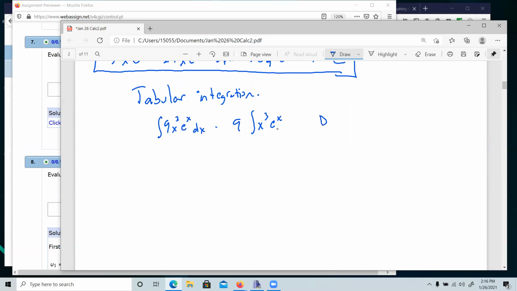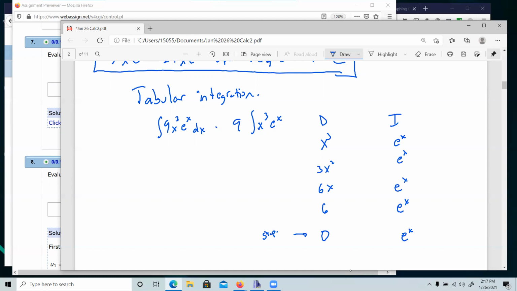So we set up the derivatives and the integrals, and we have x to the 3 and e to the x. Then we start taking derivatives: 3x squared, 6x, 6, and 0. This is where you stop. Once you get to a 0, you stop. And for the integral, I know it's been a long day, but I think I can manage to integrate e to the x multiple times.